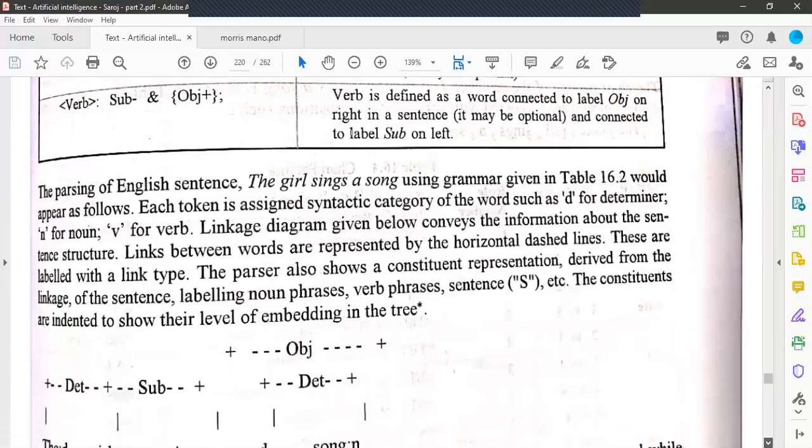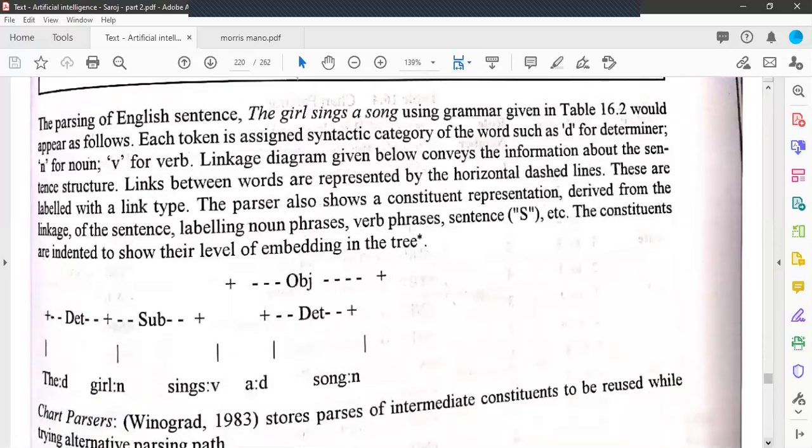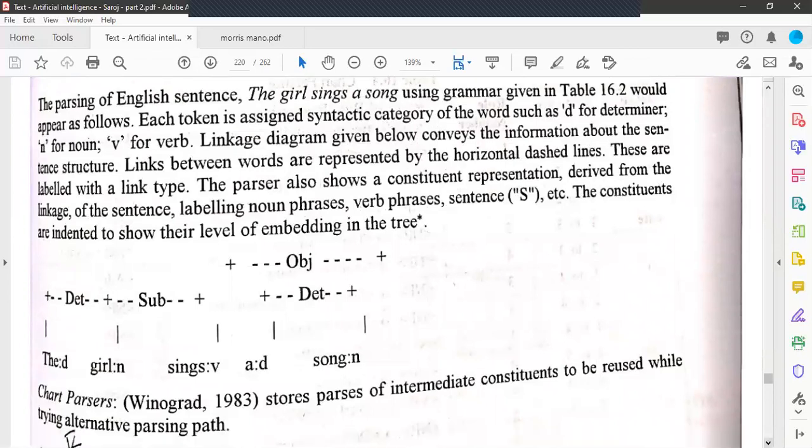Let us look at an example. The girl sings a song. This is a sentence. The is determiner, det. So D here implies determiner, N for noun, V verb, D determiner again, N noun.